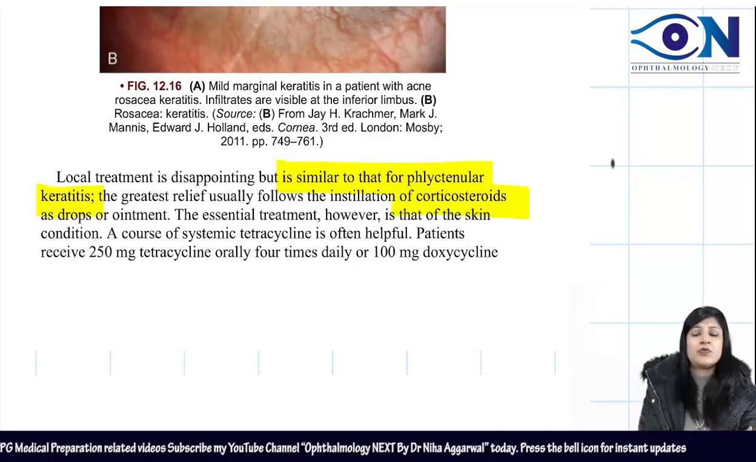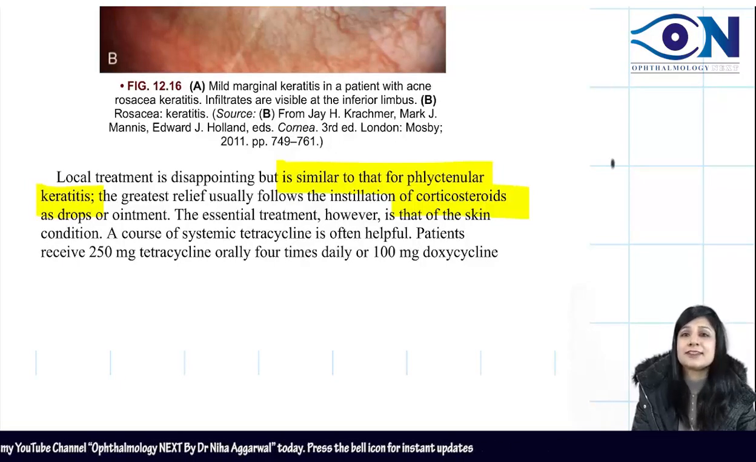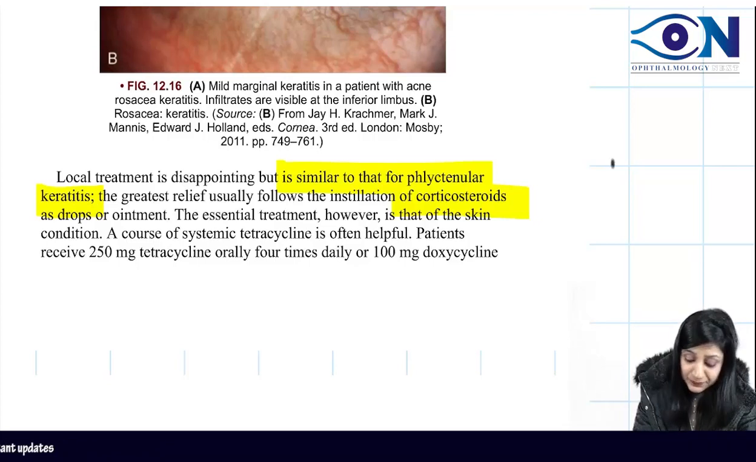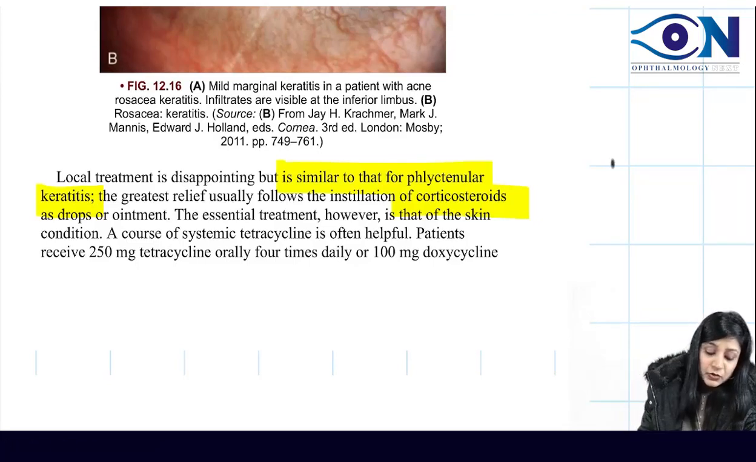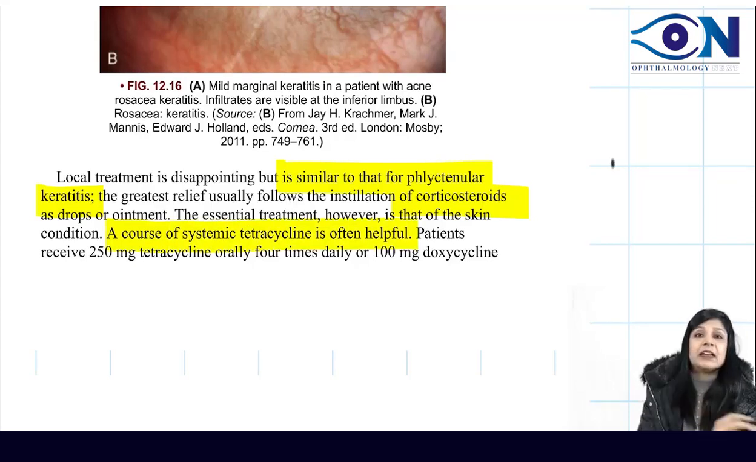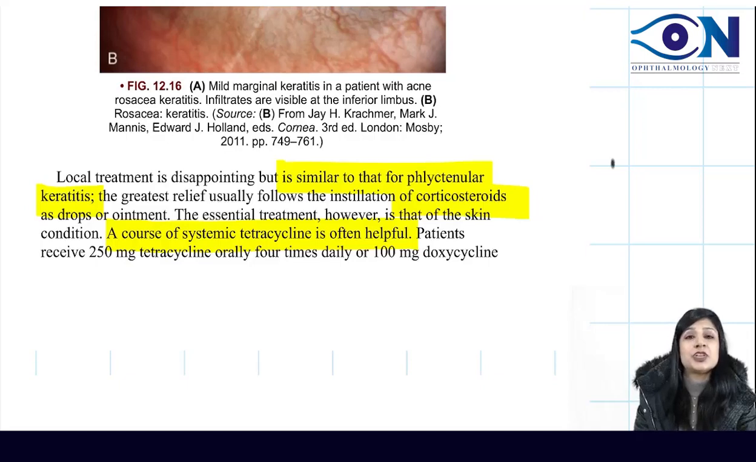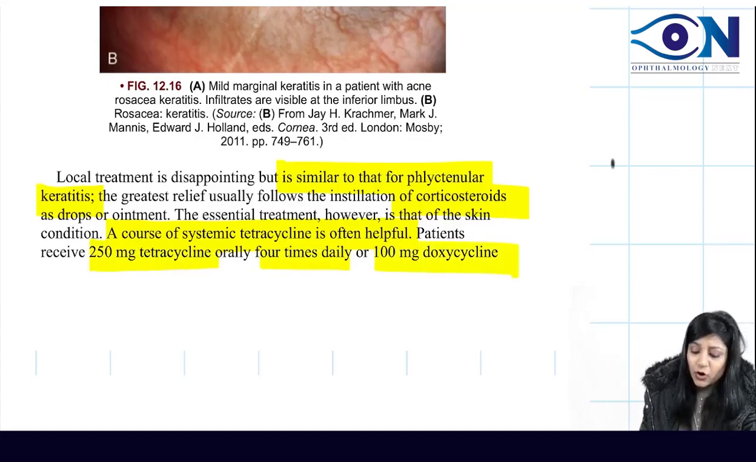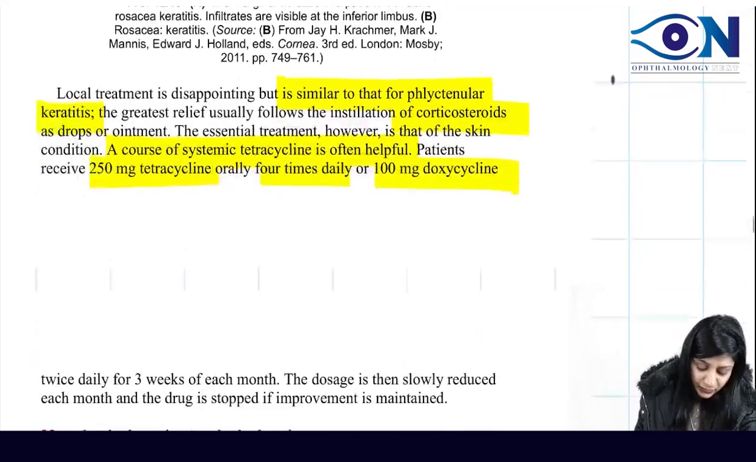Whenever we have immunologically mediated diseases, you only think that what you are going to give in the treatment is the steroids. So same thing. The essential treatment, however, is that of the skin condition. You can also give a course of systemic tetracycline. It has been seen that whenever we have the chances of perforation, administration of tetracycline or its group of drugs is often helpful. Patients will receive 250 milligram tetracycline QID you can give, or another important drug in its group, that is doxycycline, you can also give.